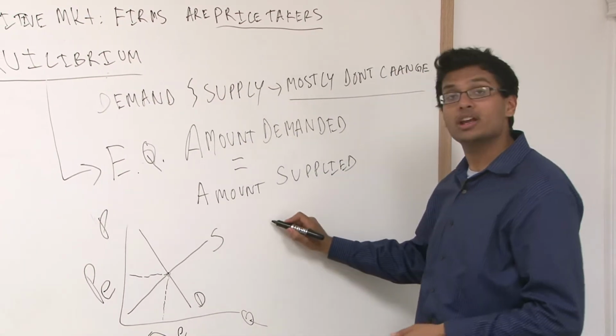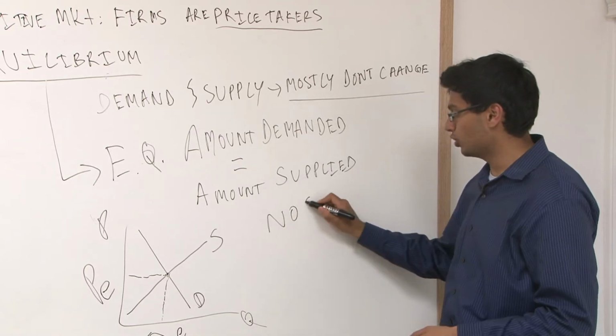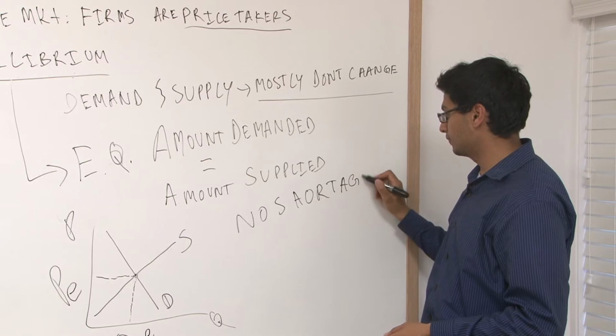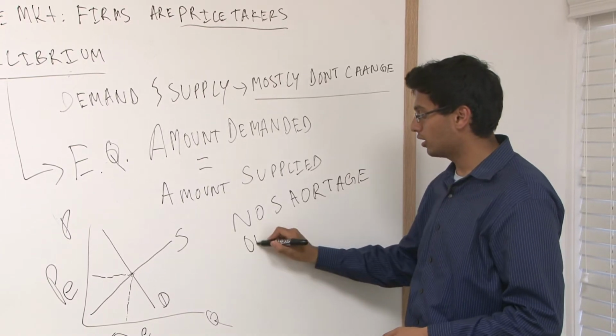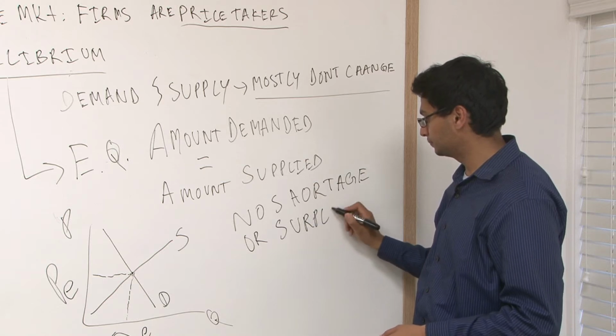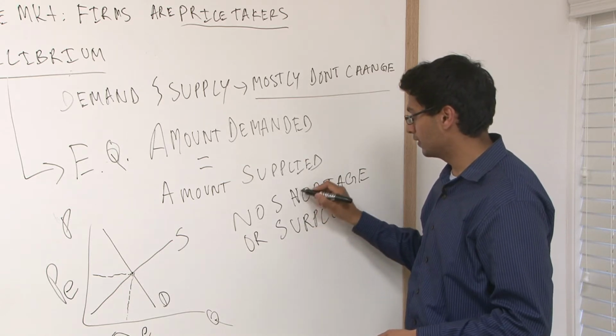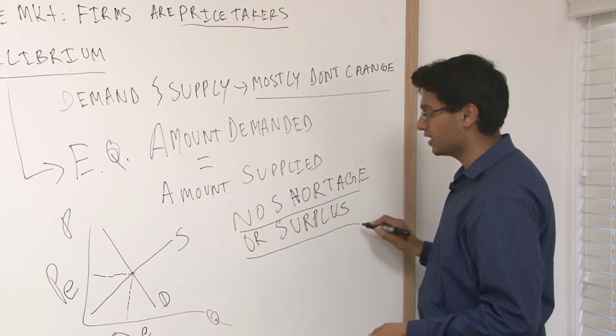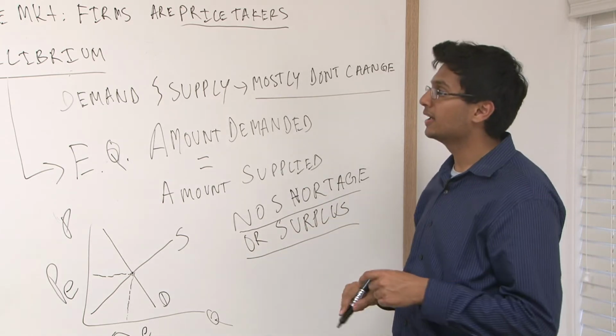In the long run, in a competitive market, the one other thing you have to know is that there is no shortage or surplus, okay? So know that there's no shortage or surplus in the long run, okay?